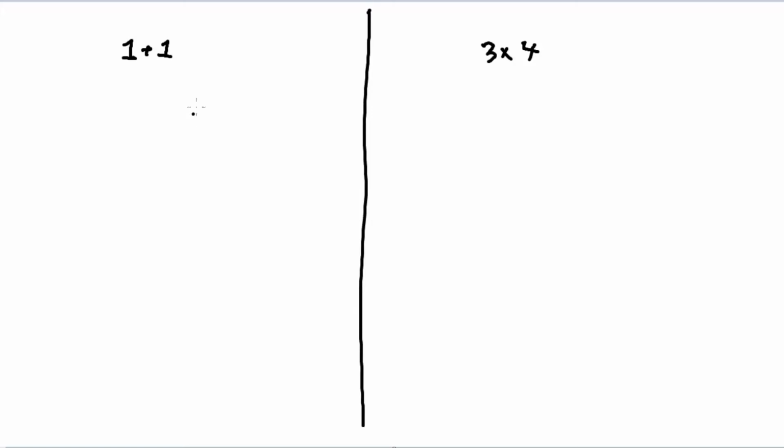We'll start with a very rudimentary instance. Let's say we want our computer to calculate 1 plus 1, and on the side we want it to calculate 3 times 4. Let's break this down into two pieces. 1 plus 1 is quite straightforward. It's addition, and so we can very confidently say it takes some constant amount of time.